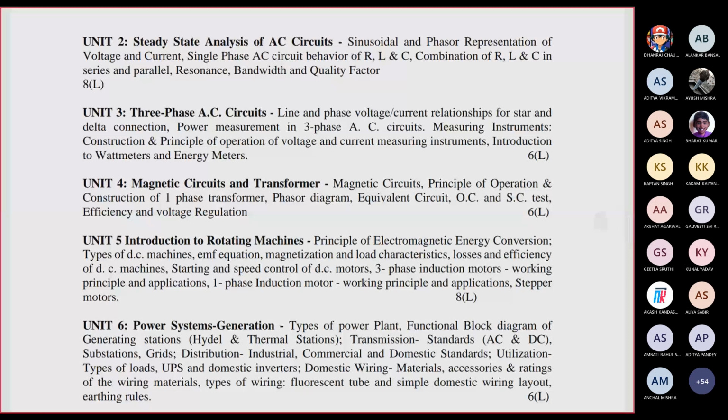So transformers are basically a static device which is used for stepping up or stepping down of voltage levels in any AC circuit. So we will talk about the principle of operation of the transformers. Then what are the constructional features of single phase transformers? What are the phasor diagrams, equivalent circuit, how we can draw the equivalent circuit and phasor diagram.